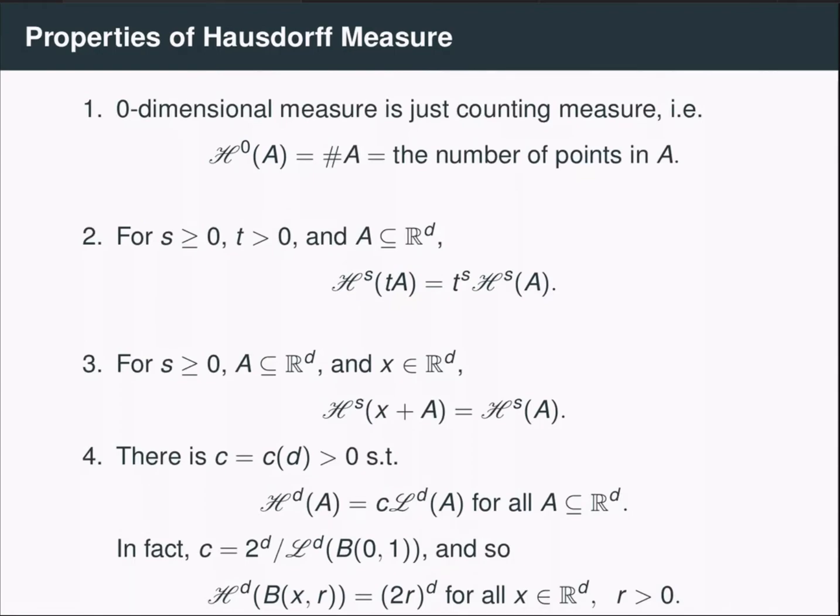Finally, in the case of d-dimensional Hausdorff measure in R^d, Hausdorff measure coincides with Lebesgue measure up to a specific constant. So they're actually just a multiple of each other. In fact, one can show, however it's a bit complicated to show, that the constant here is just 2 to the d over the Lebesgue measure of the unit ball. So in fact, we get the following very easy formula for the Hausdorff measure of a ball of radius r. It's just the diameter of that ball to the power d.